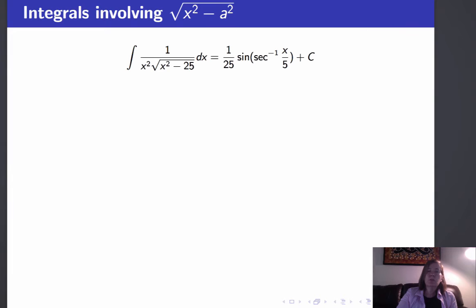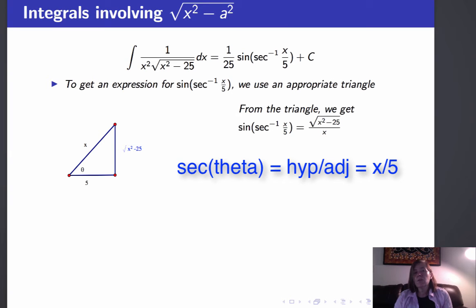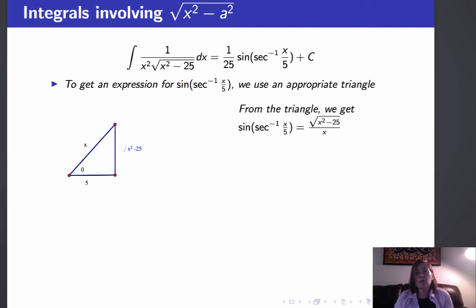So we want to create a triangle with an angle theta, where secant of that angle is x over 5. So theta here is secant inverse x over 5, and secant of the angle, which is the hypotenuse over the adjacent, should be x over 5. Well, the simplest one to construct is something with a hypotenuse of x and an adjacent of length 5. And of course then the third side is predetermined. Using Pythagoras' theorem, it's the square root of the hypotenuse squared minus 25, which is the square root of x squared minus 25.